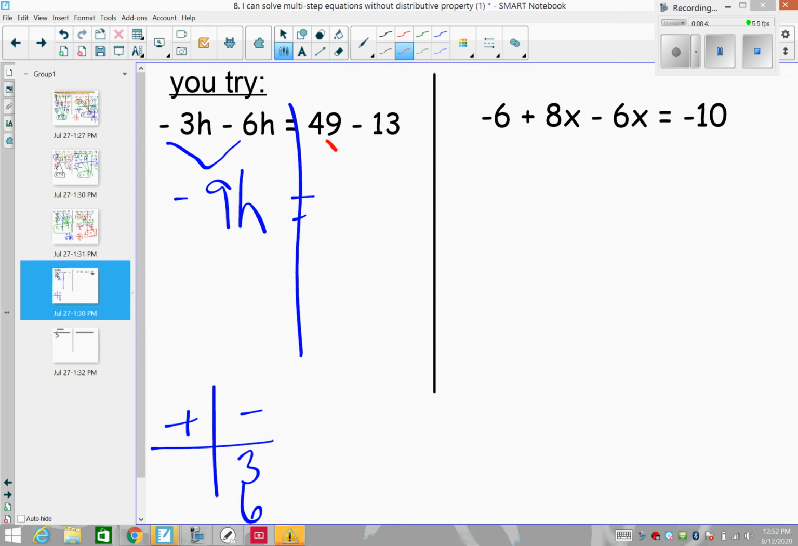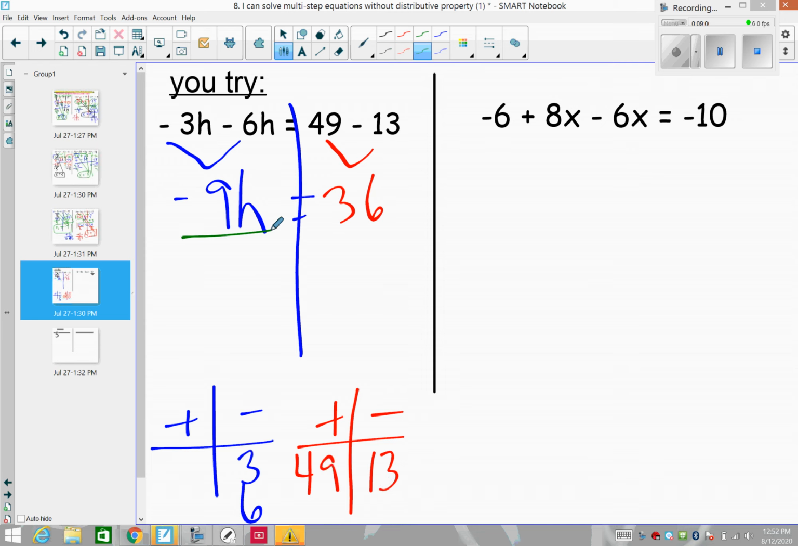On the right-hand side, we can combine both of those. They're just integers, which results in 36. If we tug of war that, we have 49 players on team positive and 13 on team negative, which is positive 36. And you also know that since elementary school, that would just be positive 36.